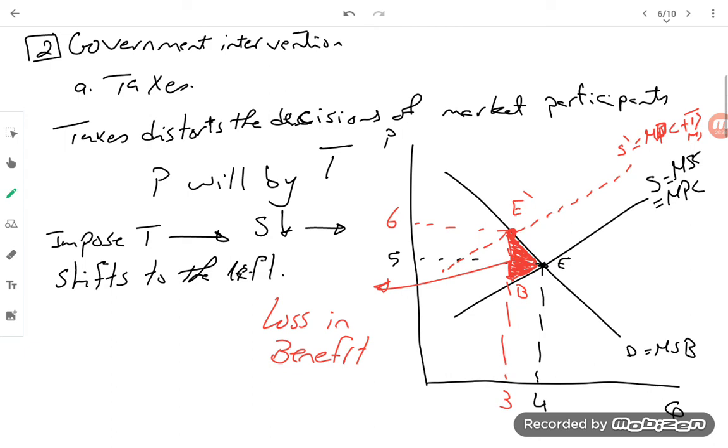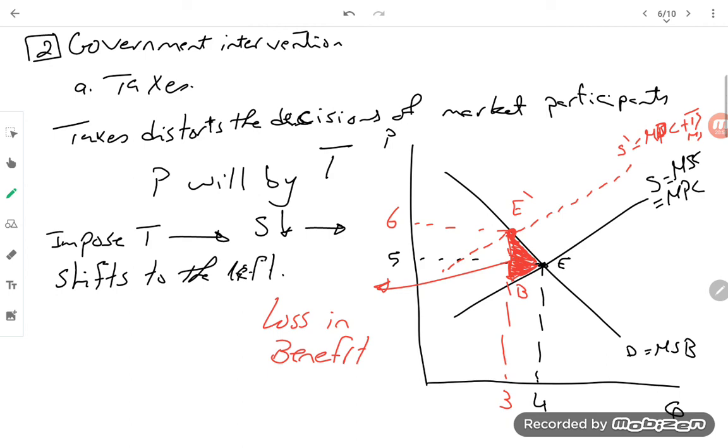Okay, once again, the black line represents the market before imposing taxes. At this line, equilibrium is going to be achieved at the point of intersection of demand and supply, where supply represents marginal social cost and marginal private cost, while demand represents marginal social benefit.